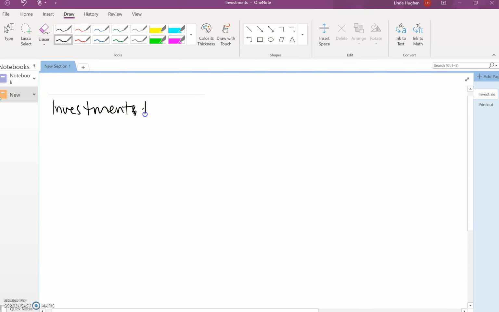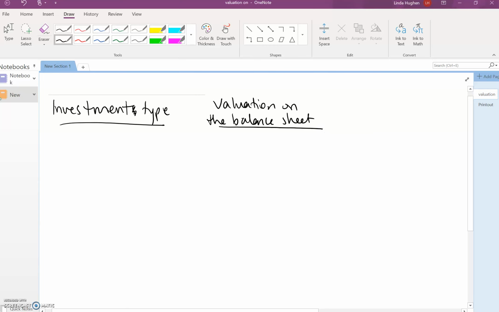Let's start with the investment type. 3 different columns here. Each investment's valuation on the balance sheet. And what else are we typically concerned about every single day that we're doing intermediate accounting? Balance sheet and income statement effects.